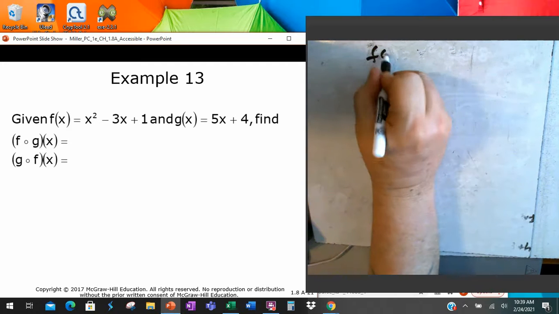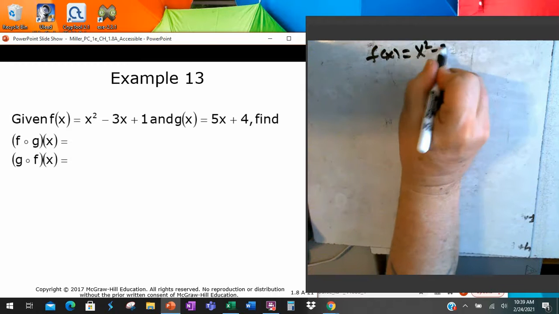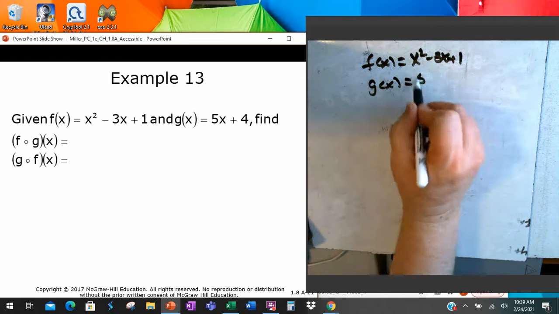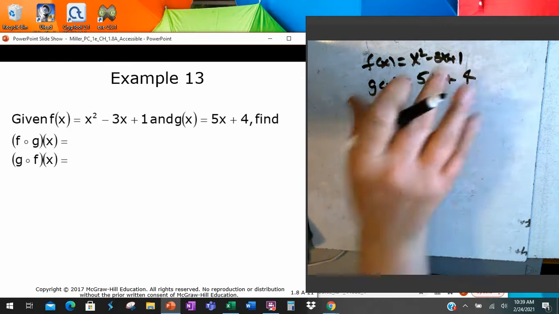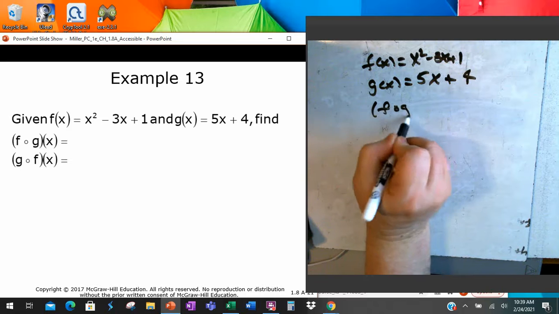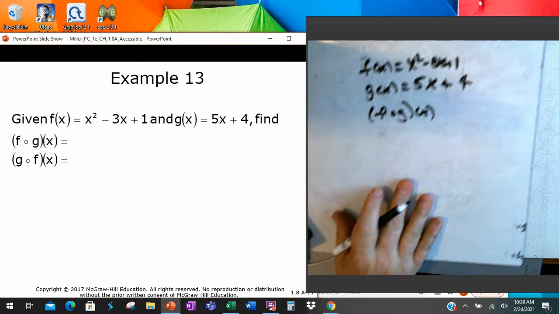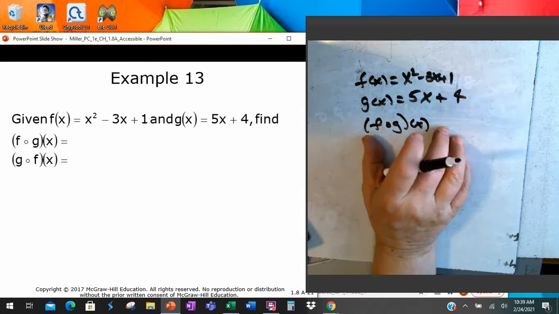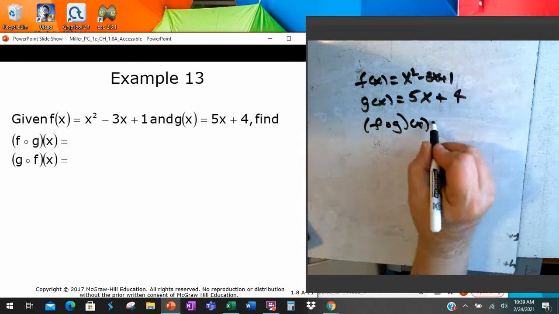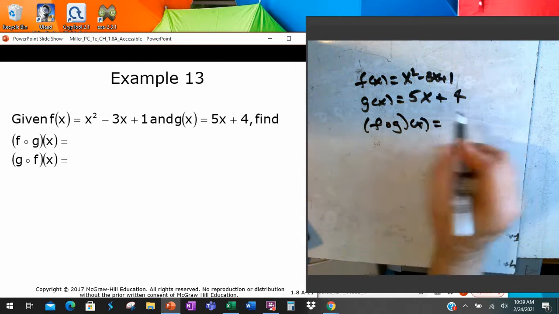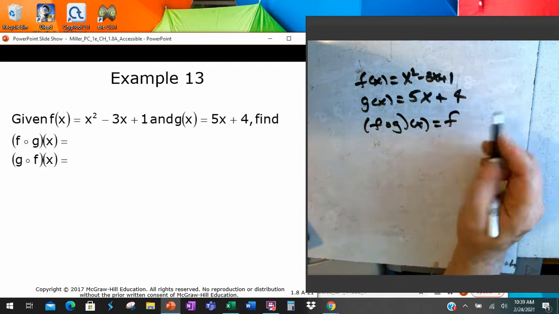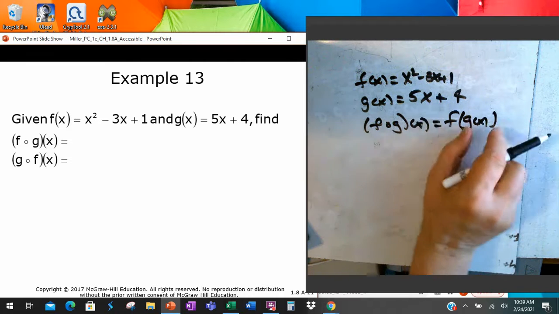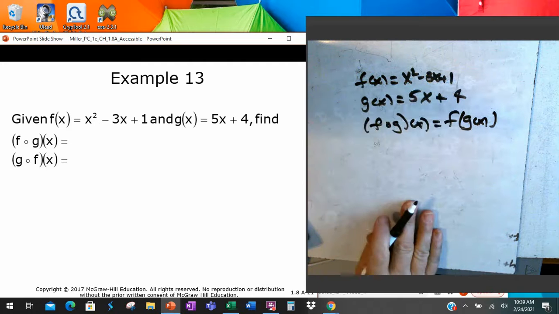So here is f of x, x squared minus 3x plus 1. Here's our g of x, 5x plus 4. And it says form these two things, f circle g of x. So every time I rewrite this, what does this mean? Because it gives me the rules that I follow after that. I have to remember this is f on the outside. But then on the inside, I'm evaluating f when x is this, the g of x.